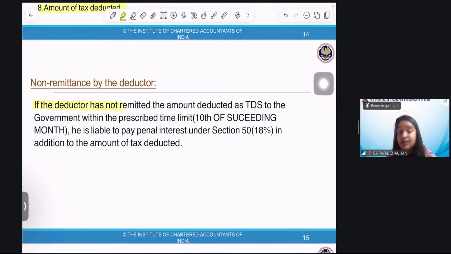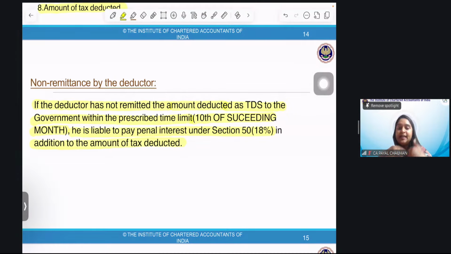If the deductor has not remitted the amount deducted as TDS to the government within the prescribed time limit, I have written 10th of the succeeding month, he's liable to pay penal interest under section 50 at the rate of 18%. I know you might not be remembering the section. We have penal interest under section 50 in our course, which says you'll be liable to pay penal interest of 18%, in addition to the amount of tax deducted.